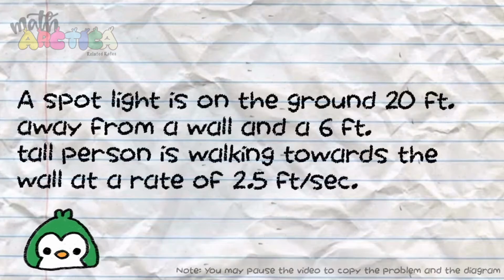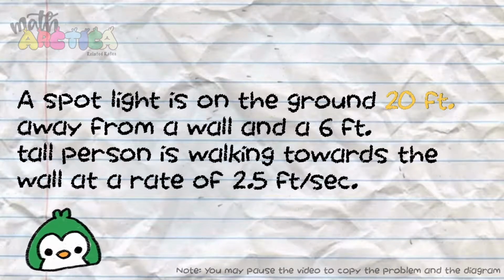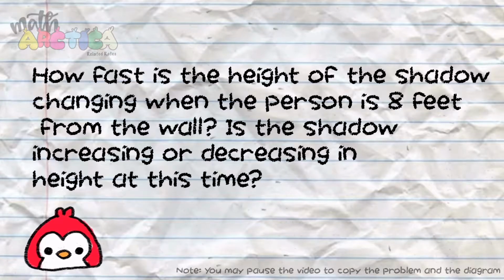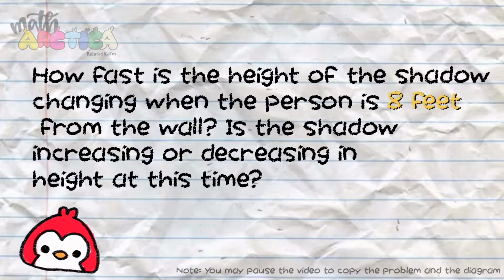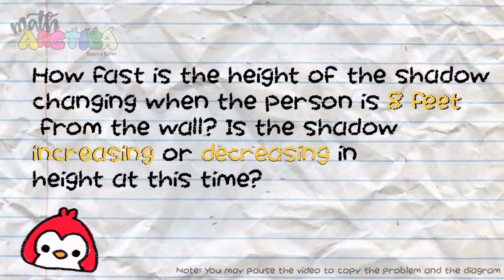Problem number 1. A spotlight is on the ground 20 feet away from a wall, and a 6 feet tall person is walking towards the wall at a rate of 2.5 feet per second. How fast is the height of the shadow changing when the person is 8 feet from the wall? Is the shadow increasing or decreasing in height at this time?